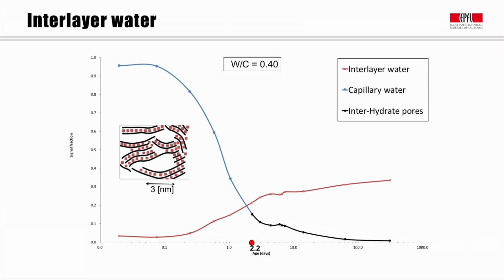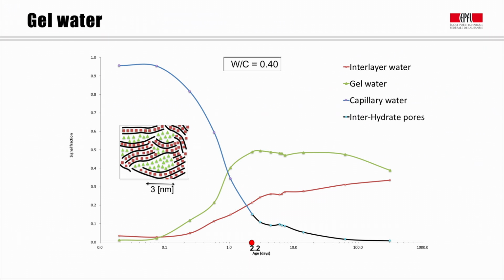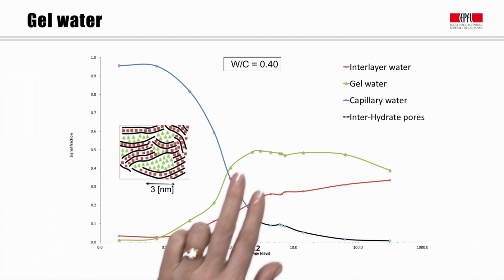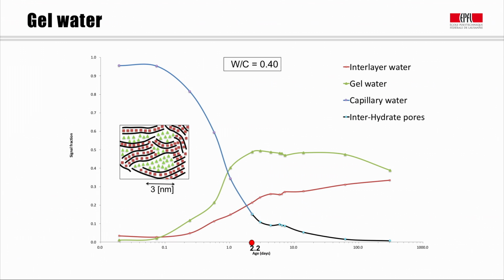We add the gel water, as we see here, and at the beginning, in the main hydration peak, the gel water is going up in parallel, in the same ratio as the amount of interlayer water, but from this point at 2.2 days, in this case of this white cement, we see that the gel water is really plateauing. And at very long ages, it maybe even goes down a little bit.